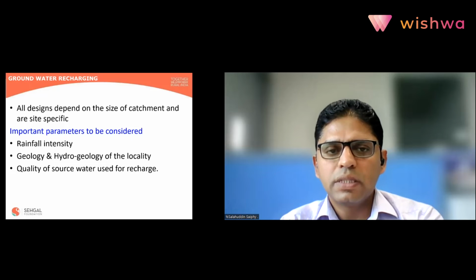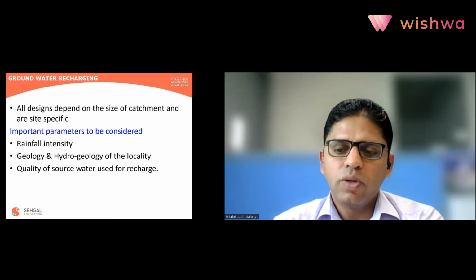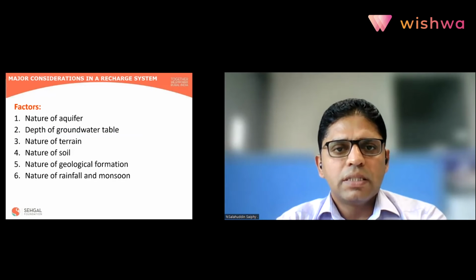they need to consider some parameters like rainfall intensity, how much is the rainfall and what is the intensity, geology and hydrogeology of that locality, and quality of water. So these are other considerations. What kind of aquifers are there? What is the depth of groundwater level? Nature of terrain?